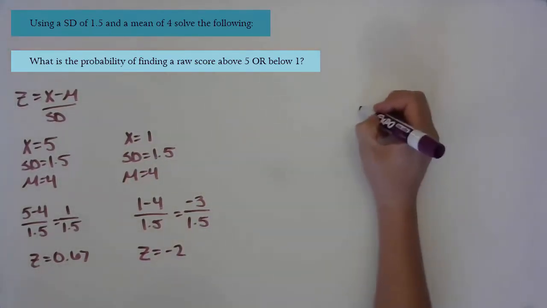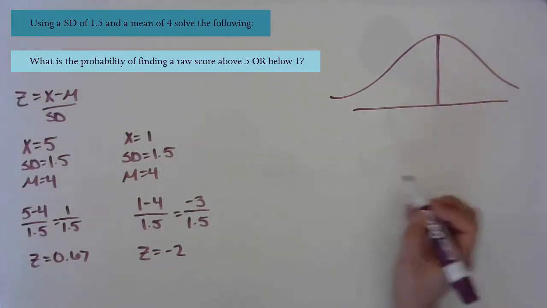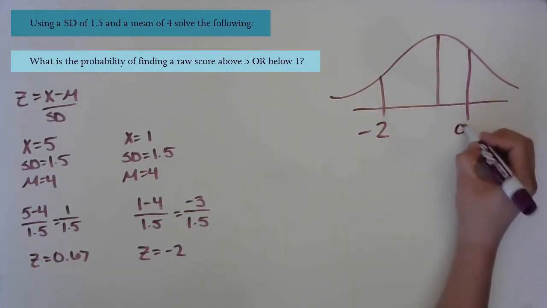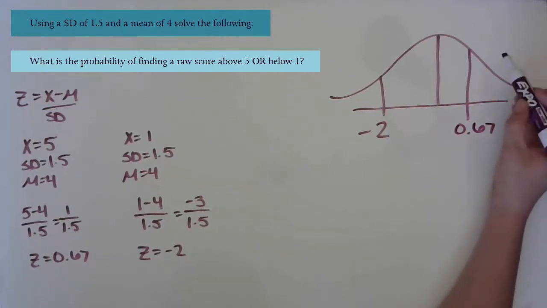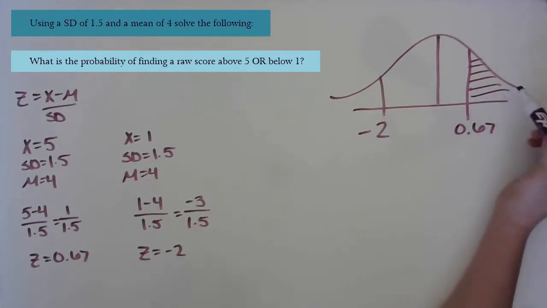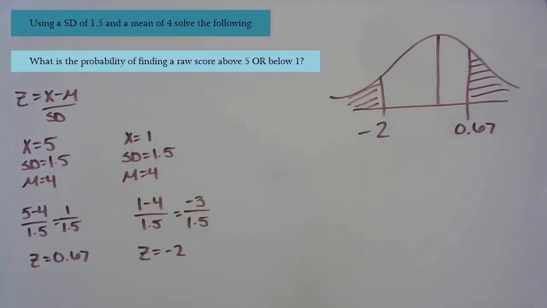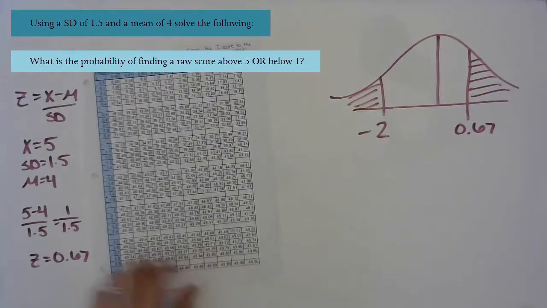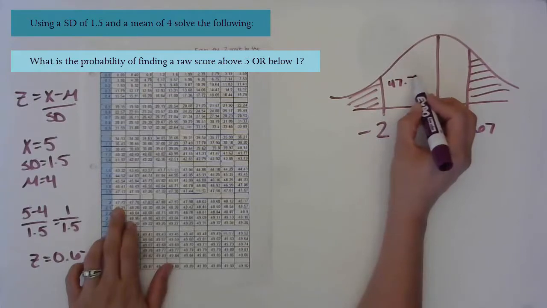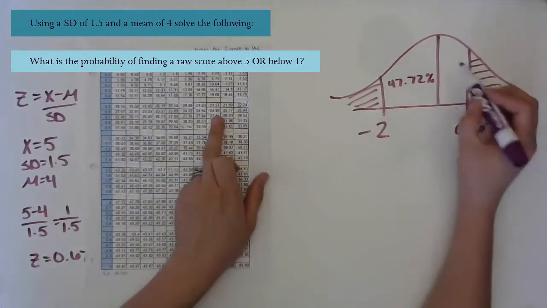Okay, so let's go ahead and plot those on our curve. Okay, so we have a negative 2 and we have 0.67. Okay, and we are looking for above a 5, so that would be above the z-score here, or below a 1. Okay, all right, so let's go ahead and find those percentages. So we have a 2.00, so that means that this area is 47.72%.